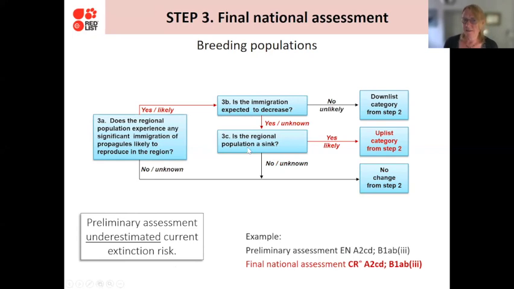If your conclusion to answer 3C is yes, then it is in a much more serious way than you thought before. So there's immigration happening, it's decreasing, your population is relying on that immigration, then you'll need to uplist your category because your preliminary assessment actually underestimated the current extinction risk for that species. So if your preliminary assessment was endangered, your final national assessment might end up being critically endangered because of this reliance on external populations coming into your country. And again, we've got this little annotation to highlight that change.